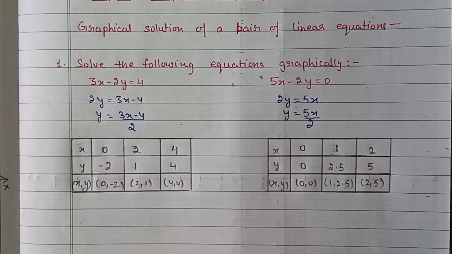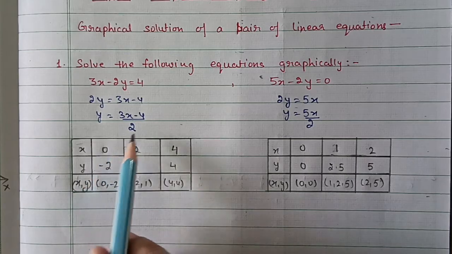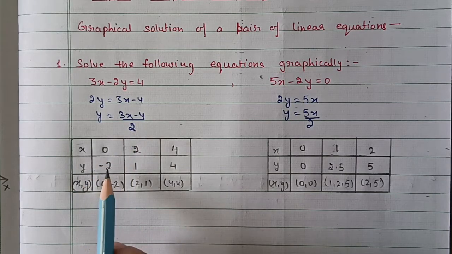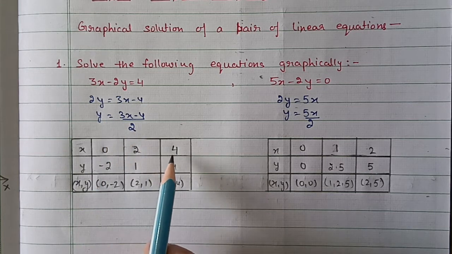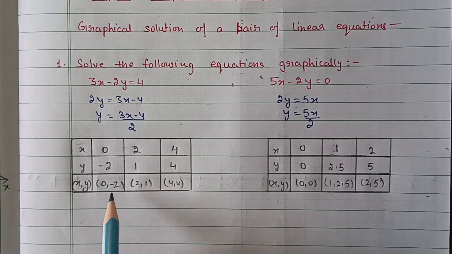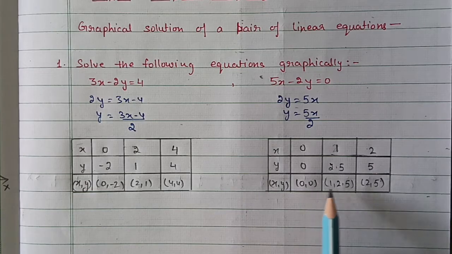For the first equation, when x is 0, I am getting y value minus 2. When x is 2, y value is 1. When x is 4, then y is 4. So I have these three plotting points. In the same way I have found three plotting points for the second equation.